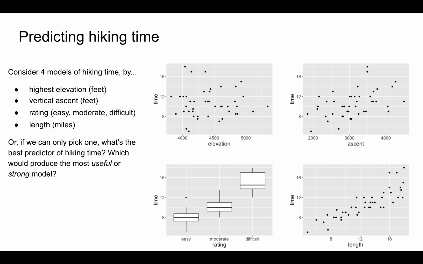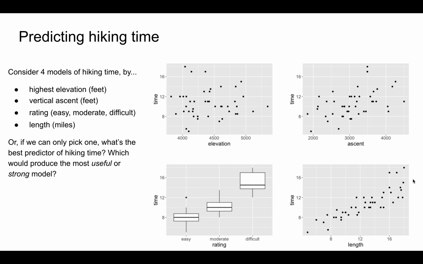To this end, elevation appears to be the least useful predictor. It exhibits the weakest trend with hiking time. In contrast, the hike's rating and its length both appear to be strong predictors. The more difficult the hike, or the longer the hike, the more time it will take to complete.